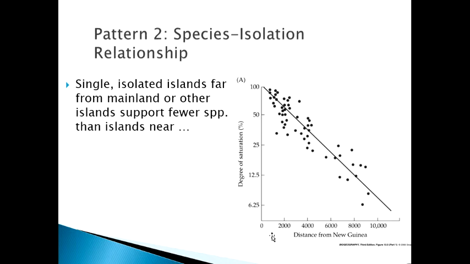And so in this graph right here, you see the distance from New Guinea, which is taken as a large mainland. It's a very large island. And then instead of species richness here, you've got a proxy for it in degree of saturation. Basically, the closer you are to New Guinea, the more species you have in common with New Guinea, lots of them. And the farther away you go from New Guinea, the fewer species you have in common with New Guinea, and therefore the lower the number of species total.